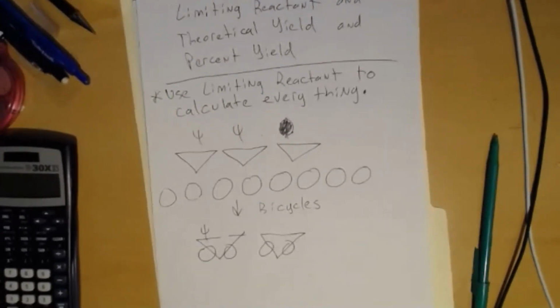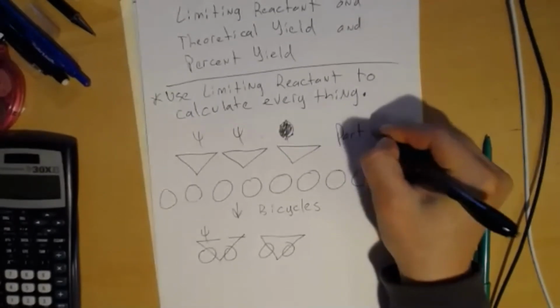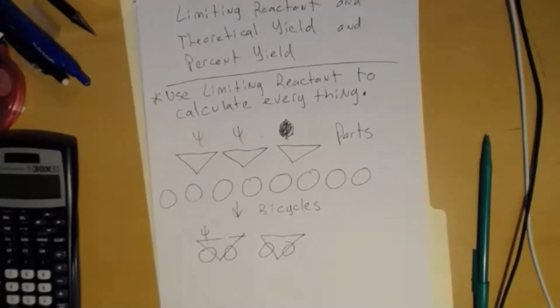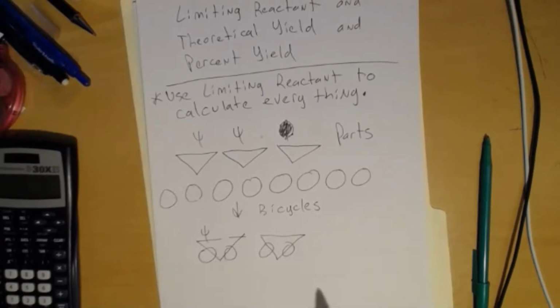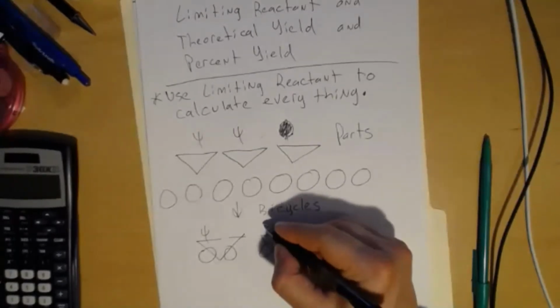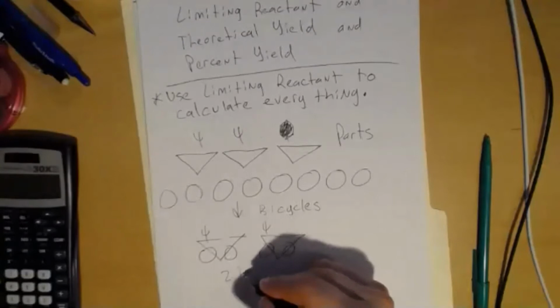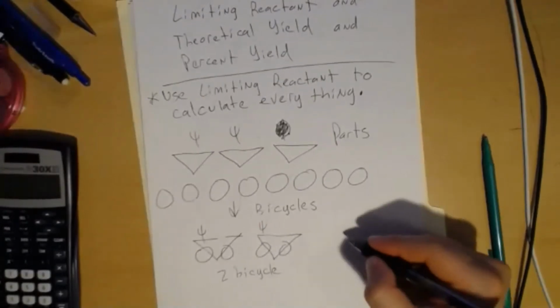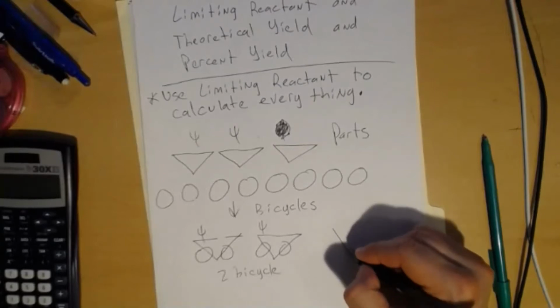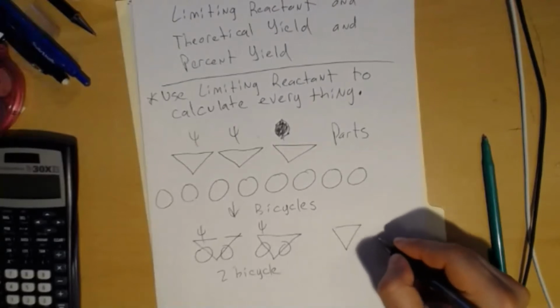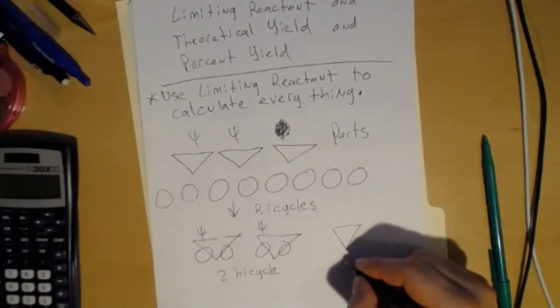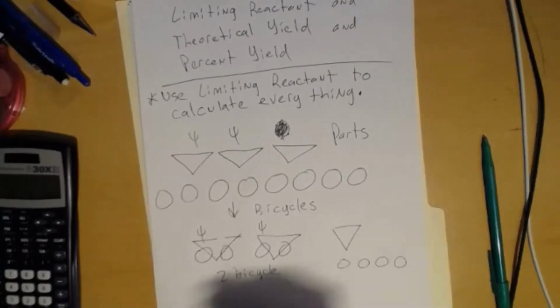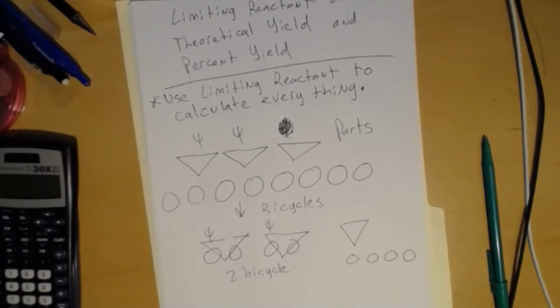So we have all these parts and I'm making bicycles. And so somebody said, hey, with those parts, you can make 2 bicycles. And I'm going to have some stuff left over, right? How many frames will I have left over? 1. 1 frame, and I'm going to have 4 wheels left over that I can't use to make a complete bicycle.